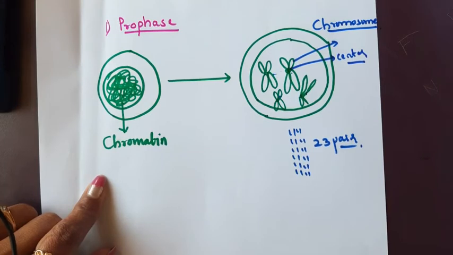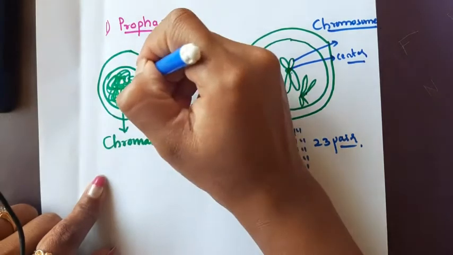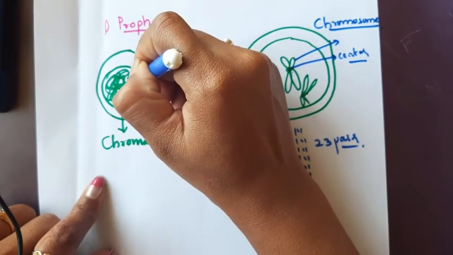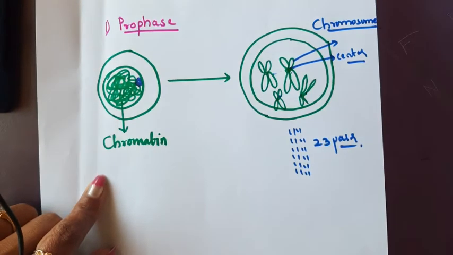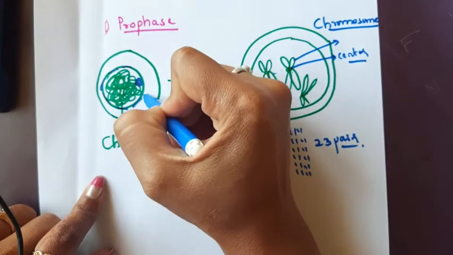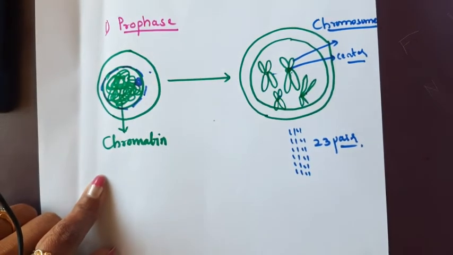Then during the end of this prophase the nucleolus disappears. You already know the nucleolus is the spherical structure which is present in the nucleus, which is protected by the layer known as the nuclear membrane. Nucleus is protected by the layer known as the nuclear membrane.